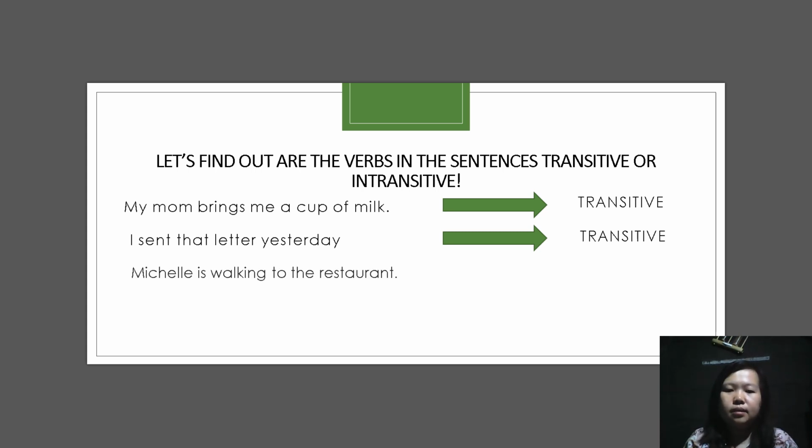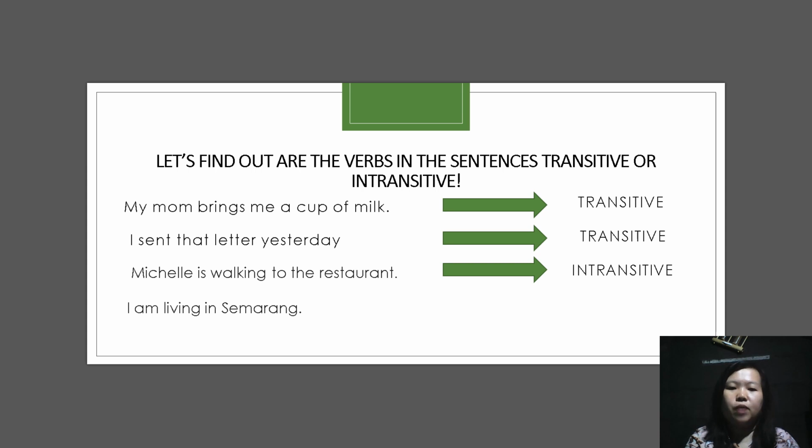And then the third one, Michelle is walking to the restaurant. This sentence has an intransitive verb. Is walking, it is intransitive because it is not followed by an object. To the restaurant here is an adverb.